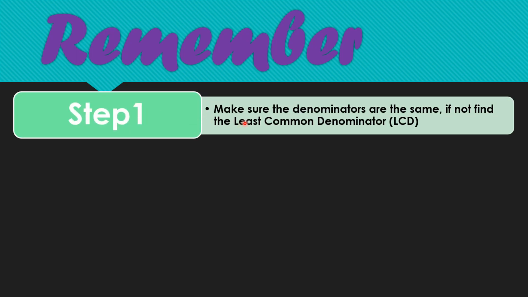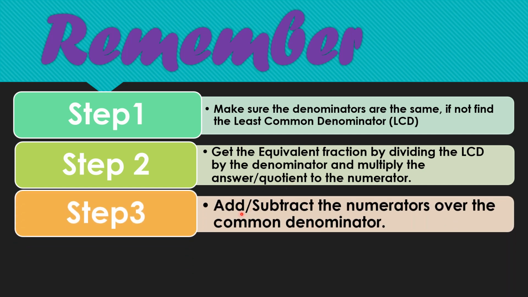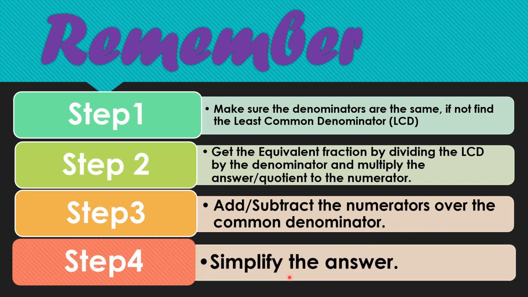Always remember the steps in adding and subtracting fractions. Step 1. Make sure the denominators are the same. If not, find the least common denominator or LCD. Step 2. Get the equivalent fraction by dividing the LCD by the denominator and multiply the answer or quotient to the numerator. Step 3. Add or subtract the numerators over the common denominator. Step 4. Simplify the answer.